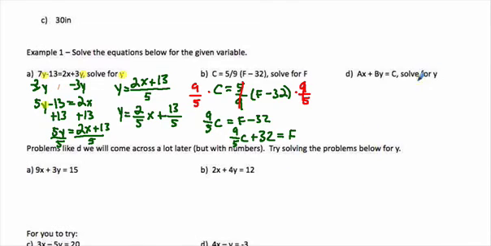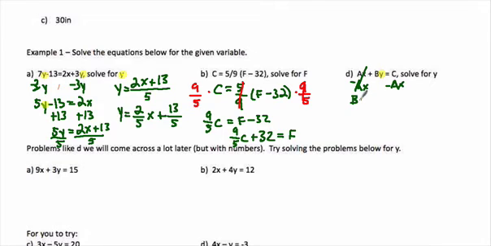Okay, here we have one with a whole bunch of letters, but it doesn't change anything. We're still just solving for y. So I'm just going to look and see what's happening to y here, and then backtrack. So I have y times b plus ax. This is a positive ax, so I'm going to subtract ax from both sides. They cancel out here.